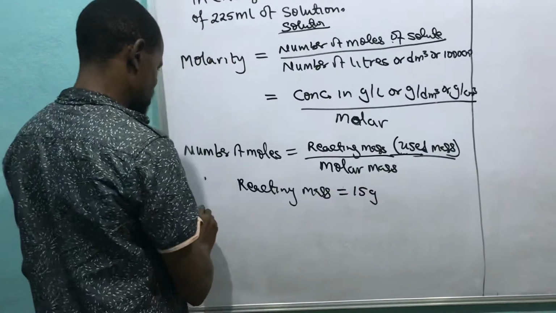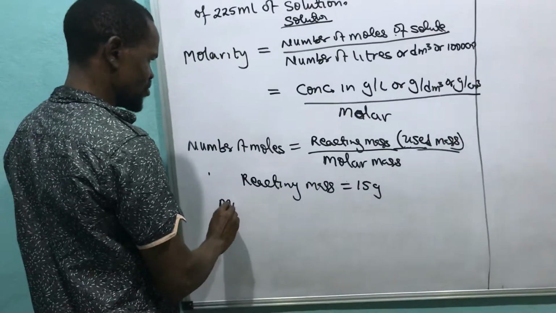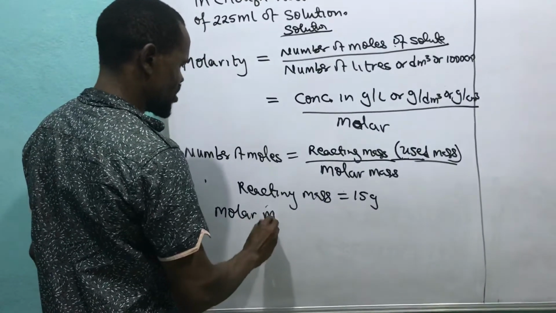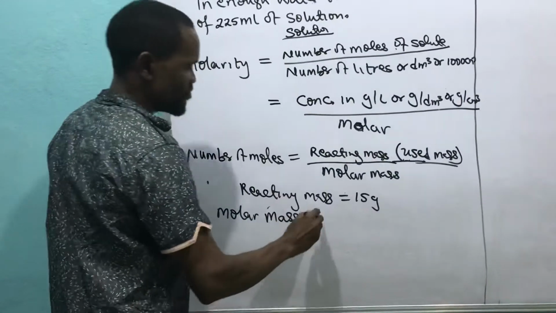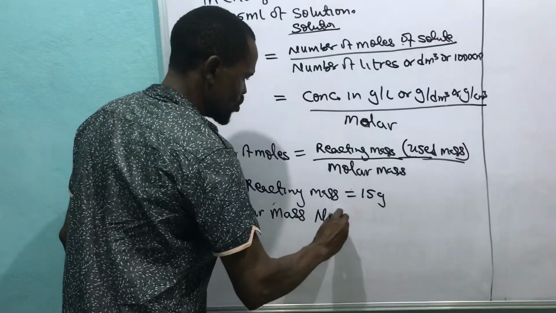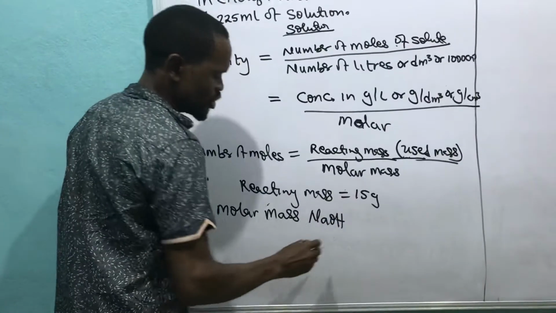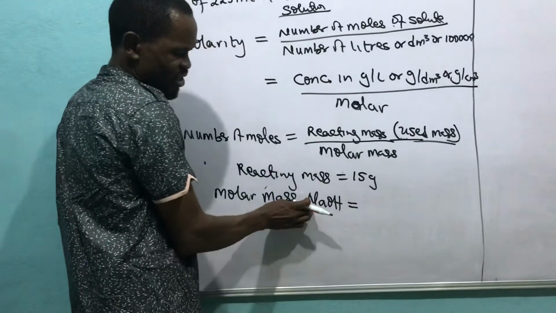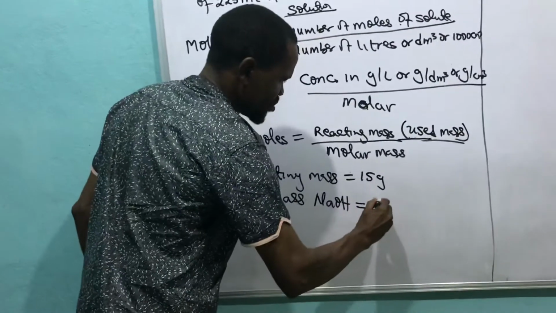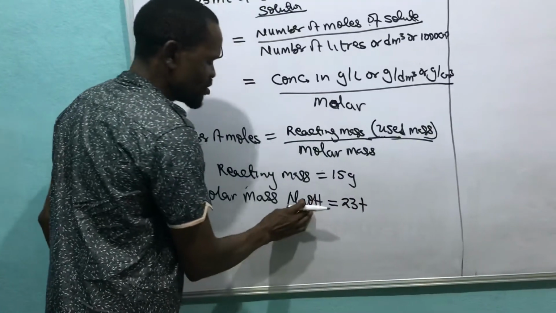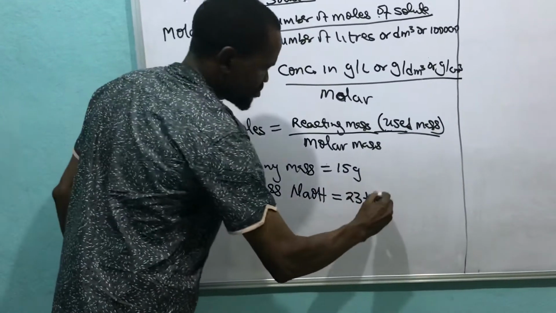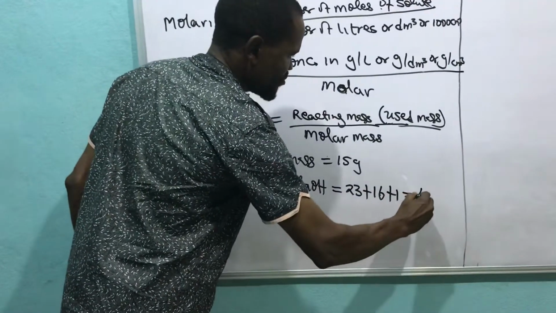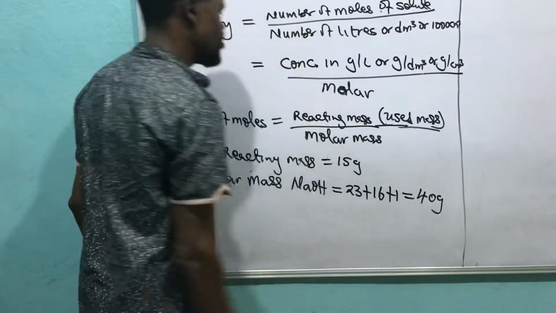While my molar mass, we said the molar mass of sodium hydroxide, molar mass of NaOH. The atomic mass of sodium is 23, plus the atomic mass of oxygen is 16, plus the atomic mass of hydrogen is 1. That gives me 40 as my molar mass.